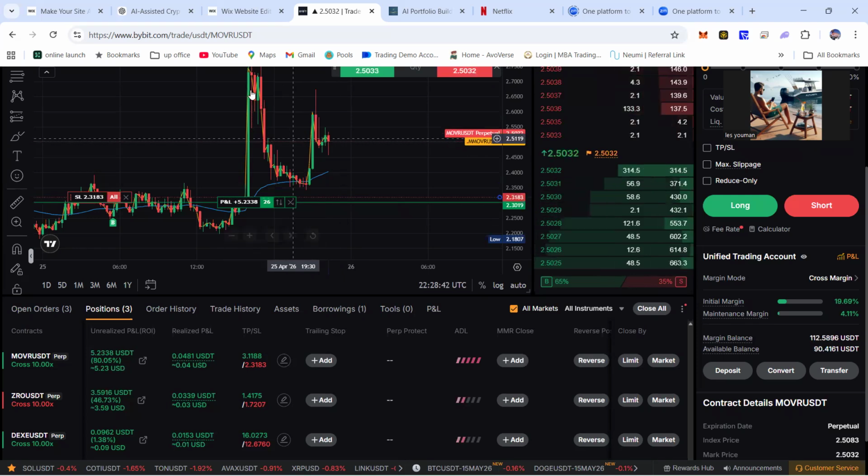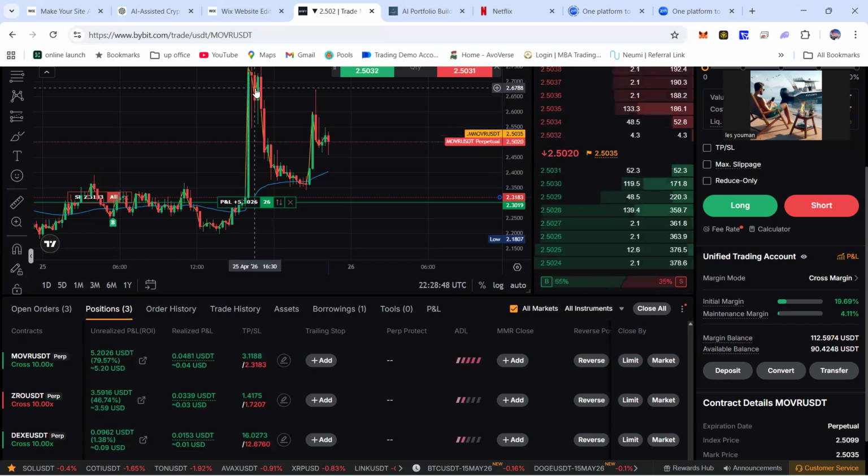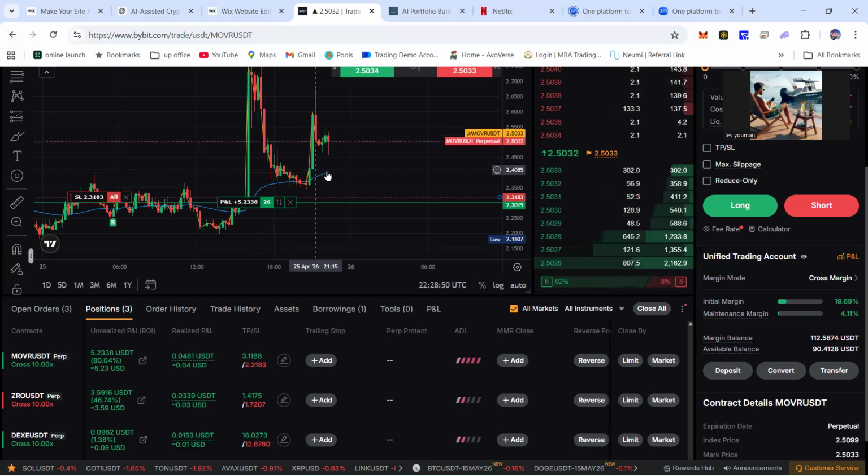But if we set an activation price of right up here, when that trailing stop activates, it would start about here, meaning it's a decent little bit of profit. Anyway, that's what a trailing stop loss is.